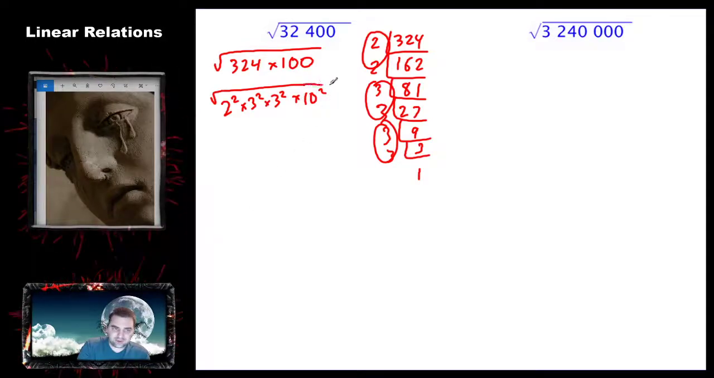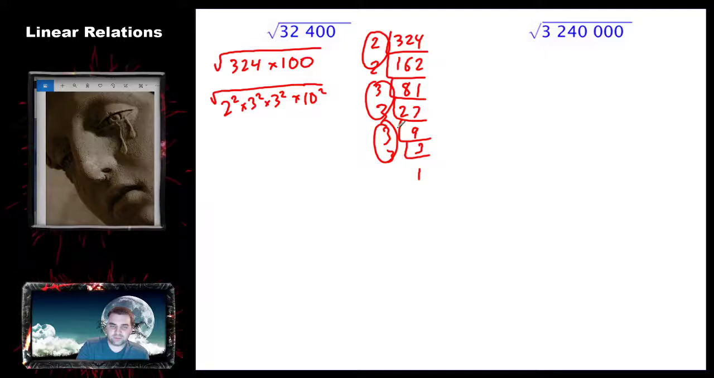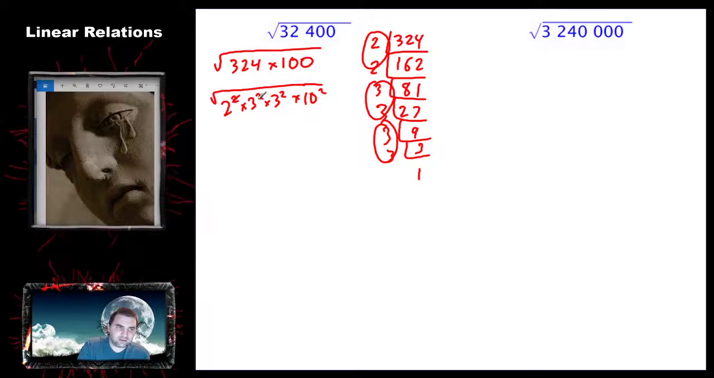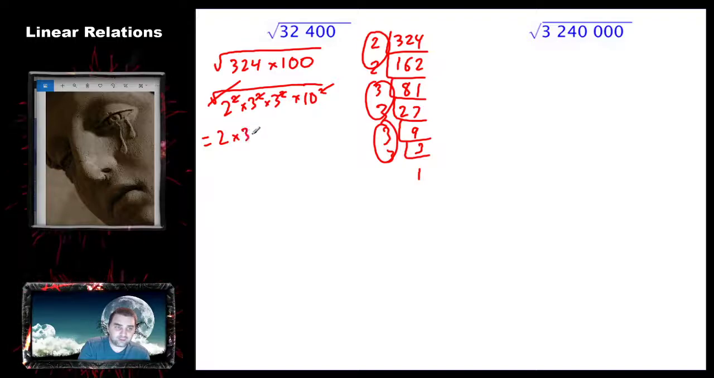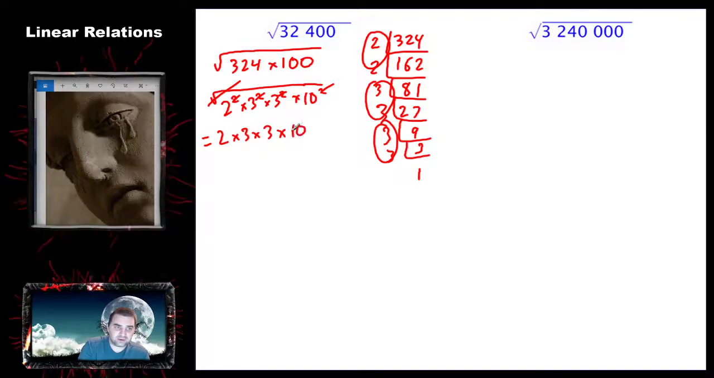I didn't have a calculator to use here. All I had to do was some basic division. And that allows me to cancel all these things out. Now my square root is gone, and all these things came to the outside. So I'm left with 2 times 3 times 3 times 10. Whew. That was quite the pain.